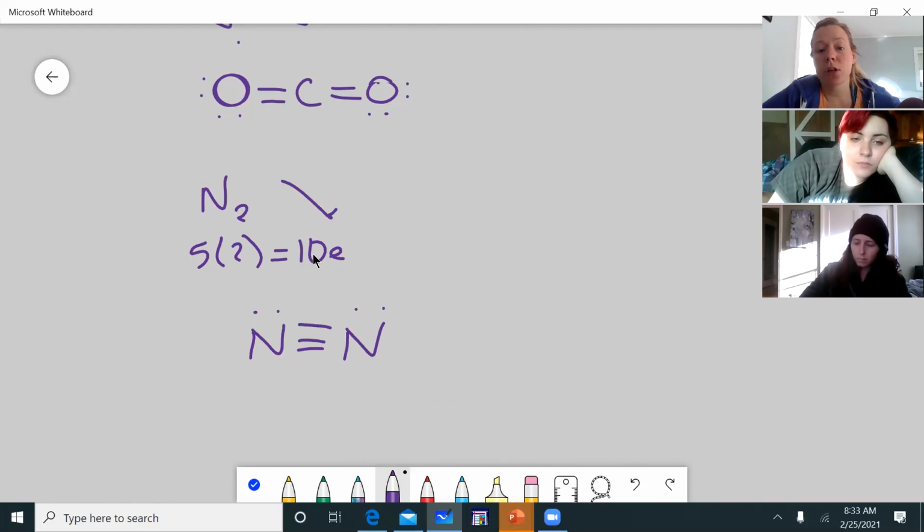There are still 10 electrons on the board, so we're still satisfying that. This has access to 8, and this one has access to 8, and we are good. We are done. If these 2 dots were over here or down here or something, that's okay. Again, it's a 3-dimensional structure.